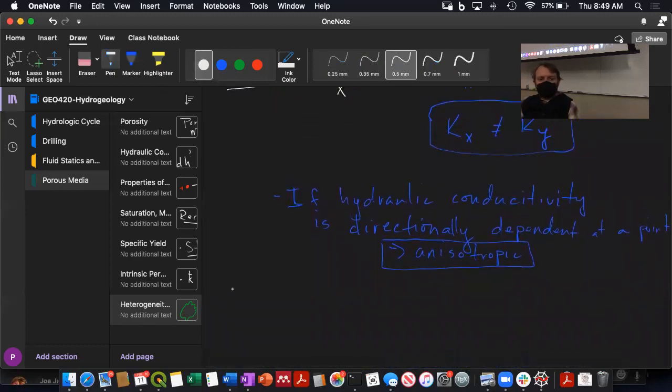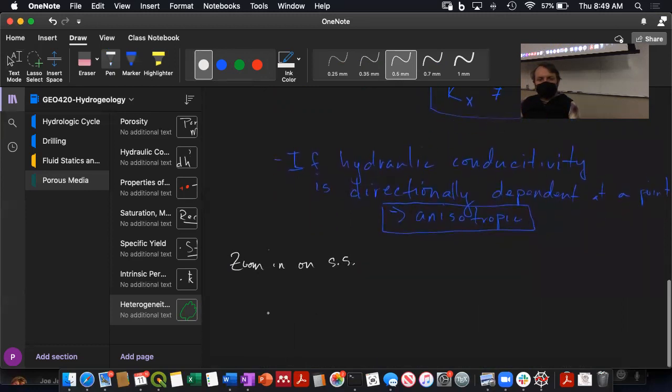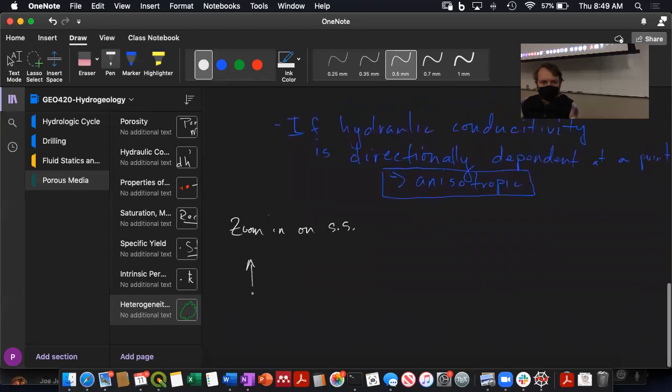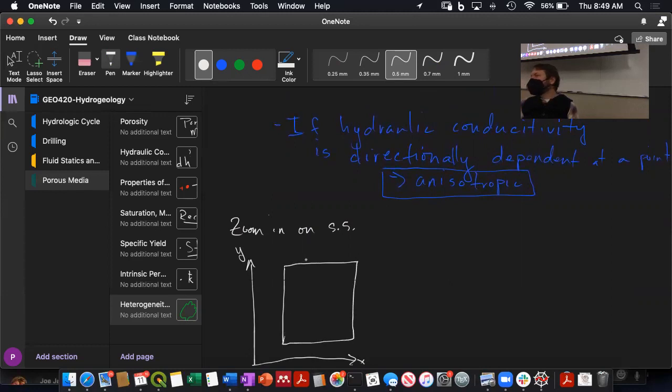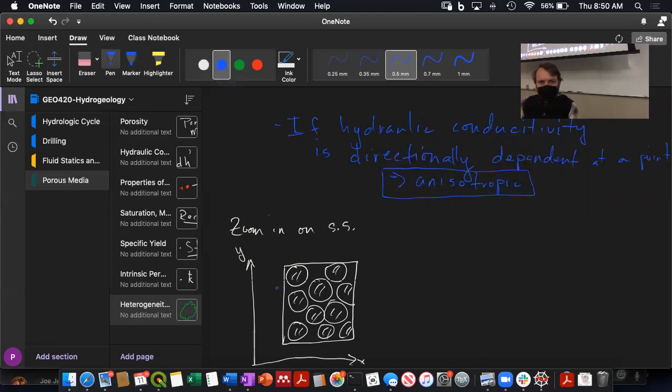Okay, let's now zoom in on our sandstone. And again, I'm going to have an X and a Y direction here. And we are going to look at our sandstone. Now, what do sand grains look like? Yeah, they're spheres. So here, fluid flow has got to go around these spheres in the X direction. And in the Y direction, it's got to go around the spheres.